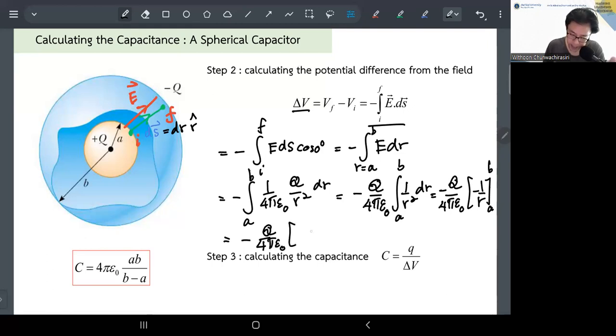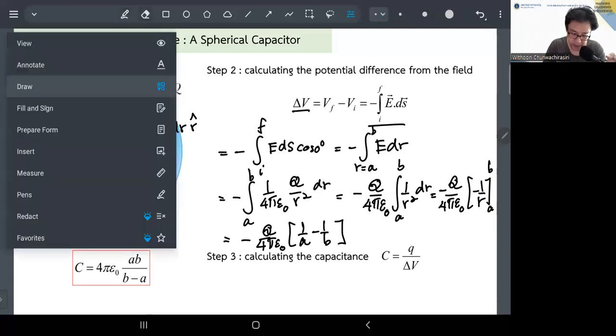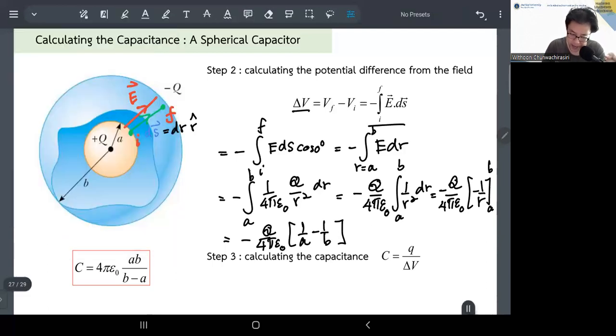Substitute the upper limits and lower limits. Because there's a negative sign there, it's going to be 1 over A minus 1 over B. That's what it is. And with the negative sign in the front, as expected, because I know that the final result is going to be negative. I'm walking from positive charge to the negative charge, so I'm going downhill. So delta V is supposed to be a negative value.